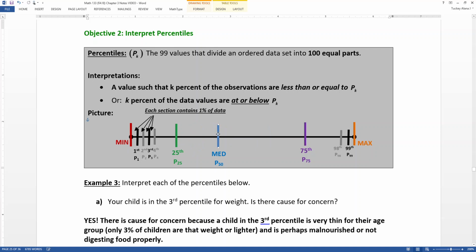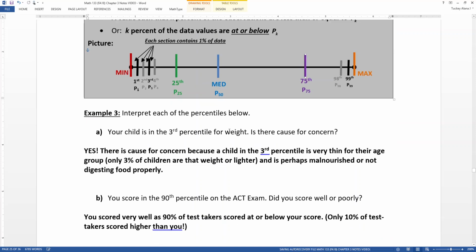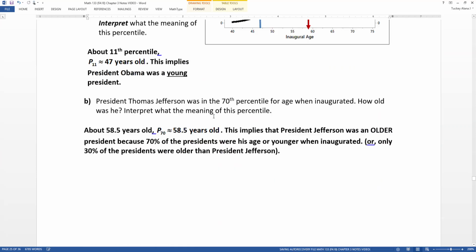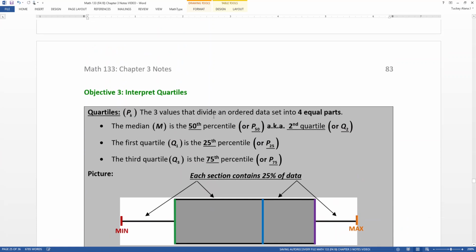What matters is that 25% of the data is less than the 25th percentile, 50% of the data is less than the 50th percentile, and 75% of the data is less than the 75th percentile. That's what matters. So it's not necessarily about how close or far apart they are, it's about the percentage of data that are less than those values. So we want to talk about those three values in a little bit more depth because they're actually the most important ones we work with percentile wise, and therefore we're going to do a lot more with them than we would with other percentiles.